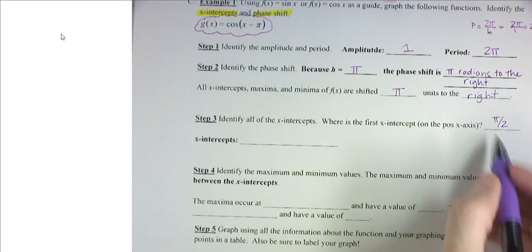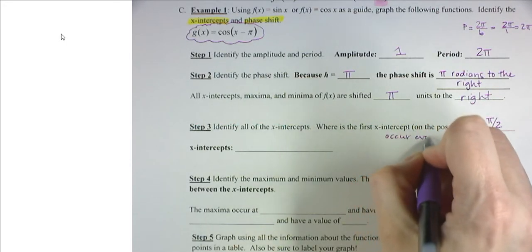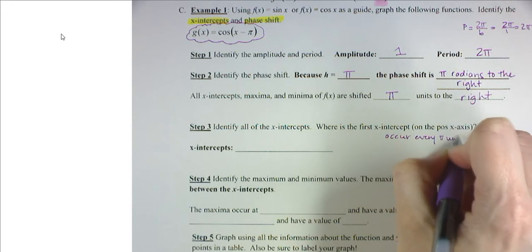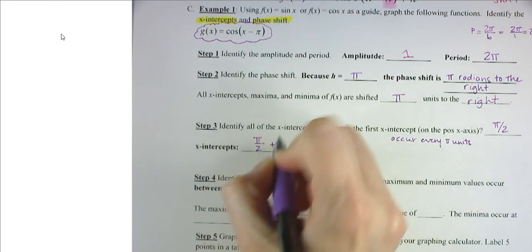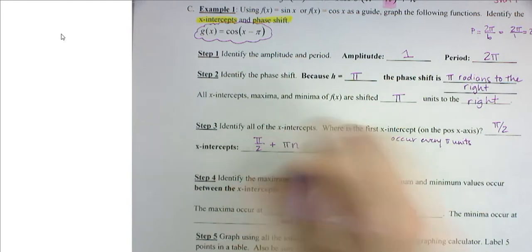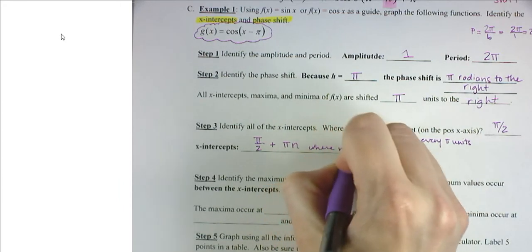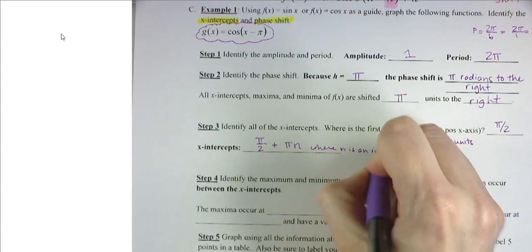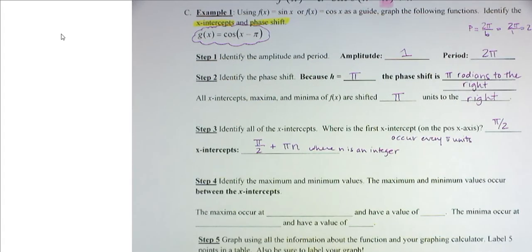is we would write pi over 2 plus n pi, or you can say pi times n. Okay, and that is where n is an integer. Okay, and the reason why you are using the integer is because this graph is going to keep going forever, so you want to make sure that you account for every x-intercept.